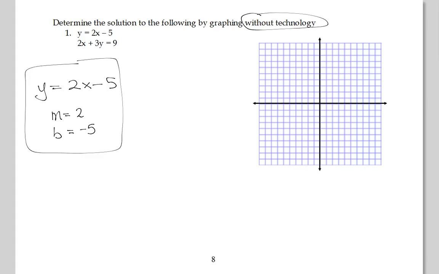We can graph that quite easily. Always start with the y-intercept. So where's the y-intercept going to go? One, two, three, four, 5 down. There's -5. You guys okay with that spot?